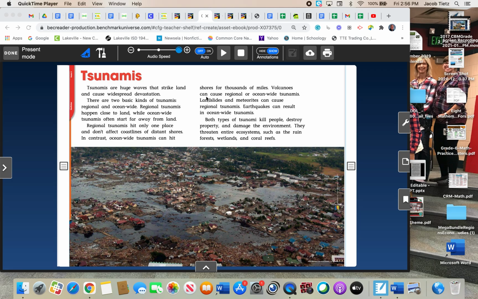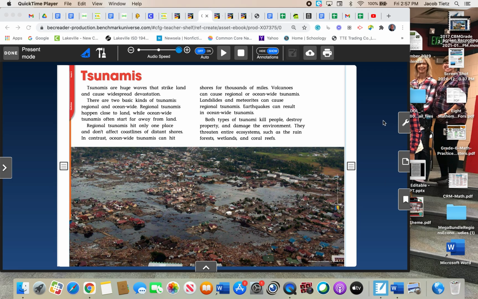Volcanoes can cause regional or ocean-wide tsunamis. Landslides and meteorites can cause regional tsunamis. Earthquakes can result in ocean-wide tsunamis. Both, keyword there, types of tsunami kill people, destroy property, and damage the environment. They threaten entire ecosystems, such as the rainforests, wetlands, and coral reefs. A couple of my guided reading groups should remember that, since we read a book on tsunami during summarizing.